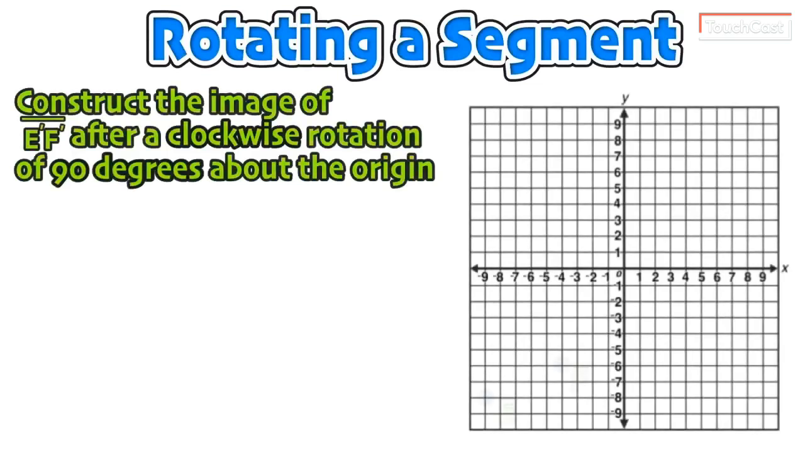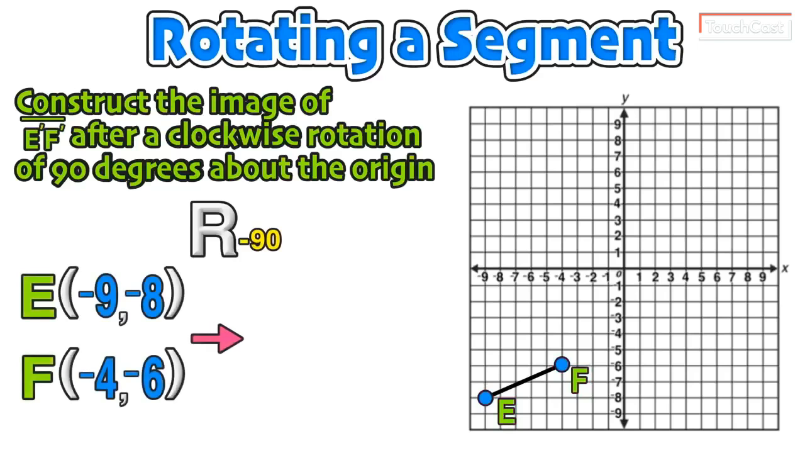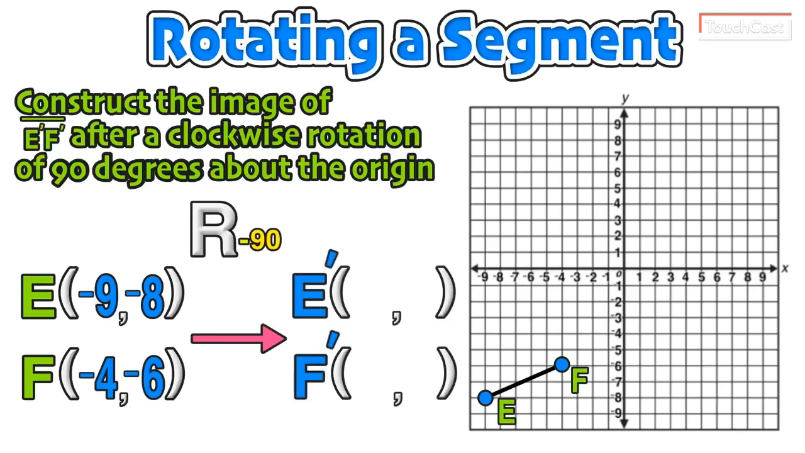Okay, so now we're going to step it up and take a crack at rotating a line segment. In this case, we want to construct E prime F prime after a clockwise rotation of 90 degrees. So that would be a negative 90 degree rotation. Now we can start by writing down the coordinates of the endpoints E and F. And we want to find the coordinates of the image of E prime and F prime.